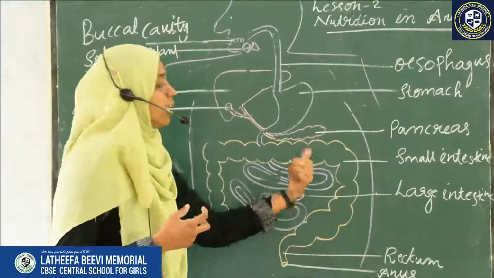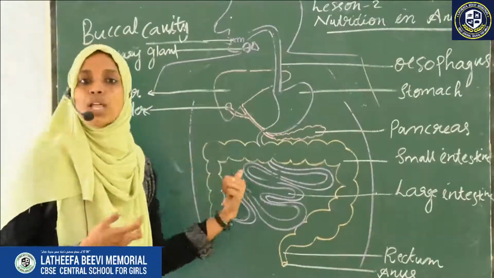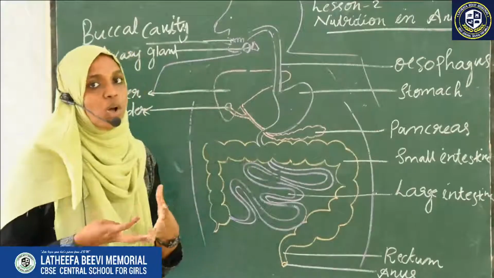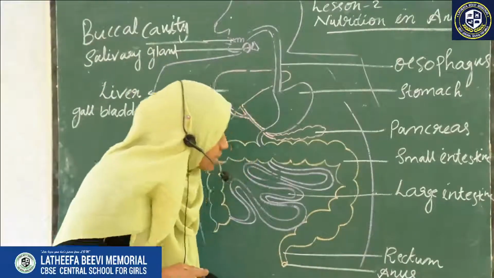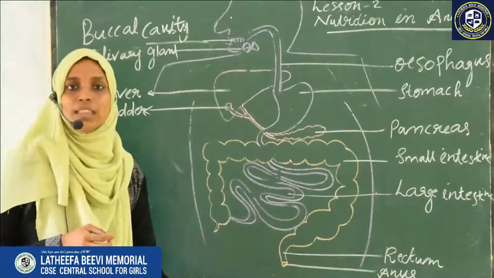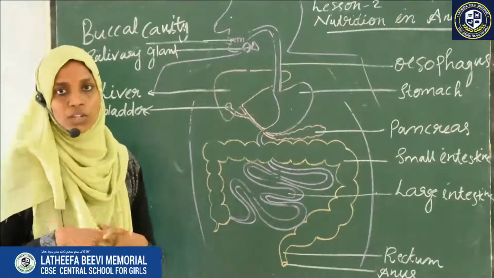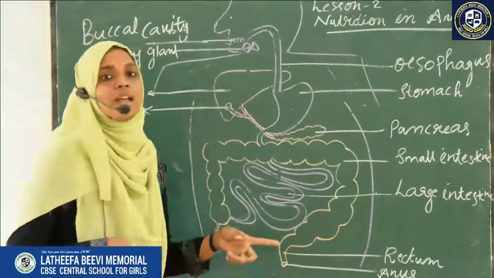When digestion is complete, all our nutrients go into our body. The nutrients go to the body, and the waste goes to the rectum, and lastly it goes to the anus. Through the anus, the waste of the food goes out. This is the way of the passage of food.